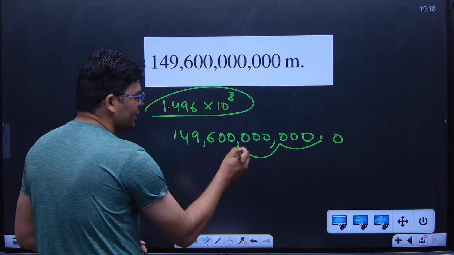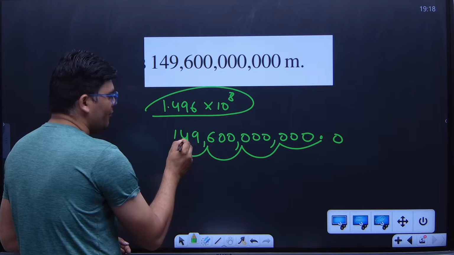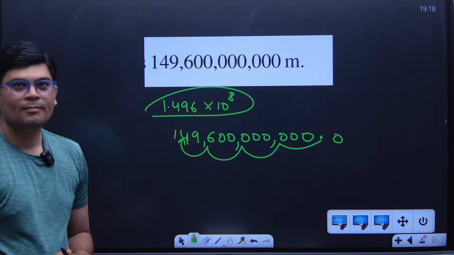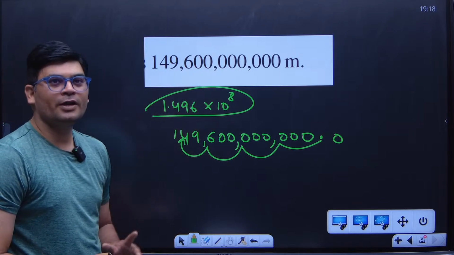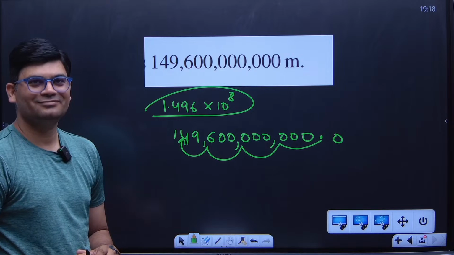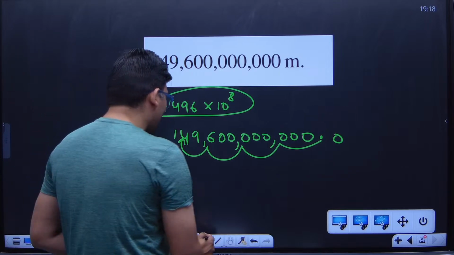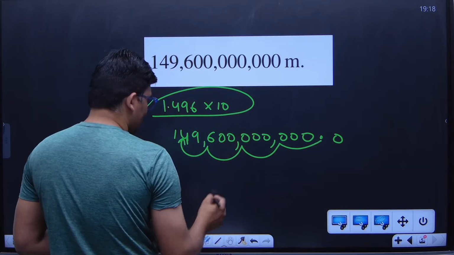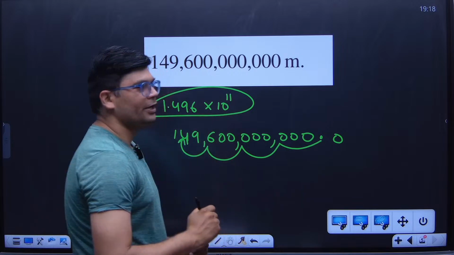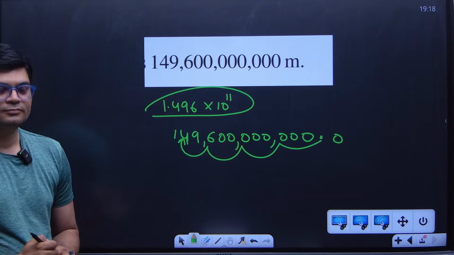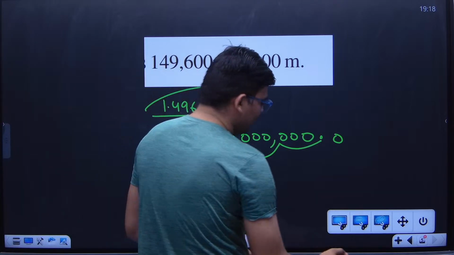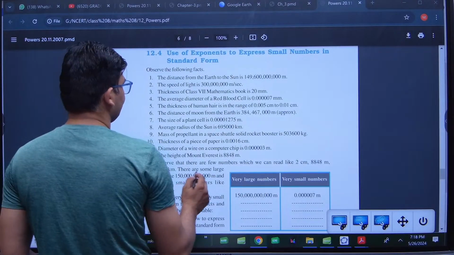3, 6, 9, 11. So will it be 10 to the power 8 or 10 to the power 11? 11. So to balance it you have to make it 10 raised to the power 11. Are you getting it? Yes, sir. Very good. So if you get that, let's move on to the next question.